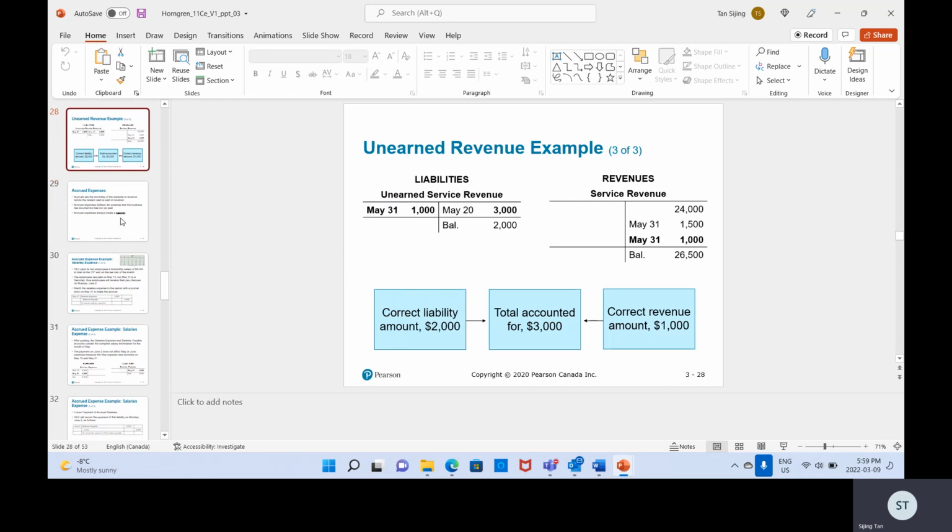Now we put it into the same T account. We have unearned services, $3,000 we recorded. Now we have $1,000 to be recognized, so we put it on the debit side. We still have $2,000 under the liability, right? Now the service revenue, $24,000. We have our $1,500, and on May 31st, we recognize $1,000. So the balance will be $26,500.